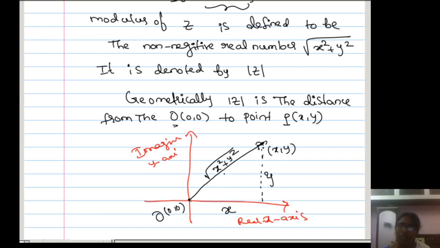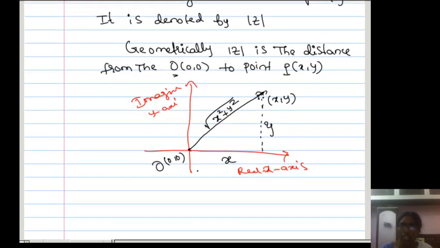x square plus y square is equal to r square, like that. Otherwise you can also use the distance formula. What is the distance from the origin to the point x comma y? Under root x minus 0 whole square plus y minus 0 whole square. You know the distance formula between two points x1 y1 and x2 y2: under root x2 minus x1 whole square plus y2 minus y1 whole square. So OP, the distance from the origin to the point, is under root x square plus y square. This is the geometrical meaning. This is mod z.